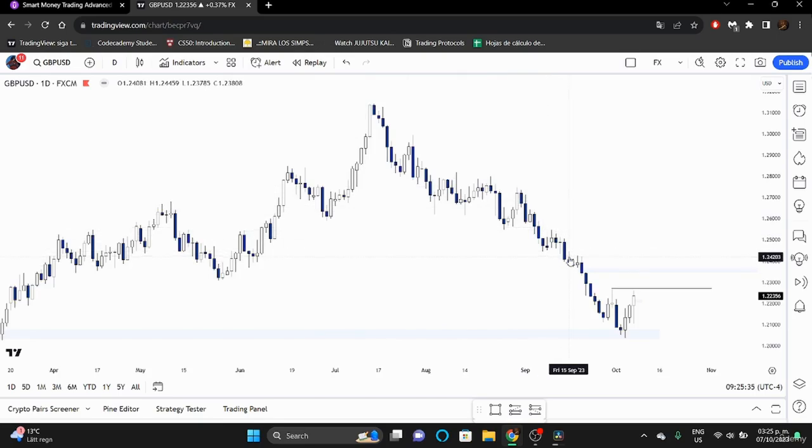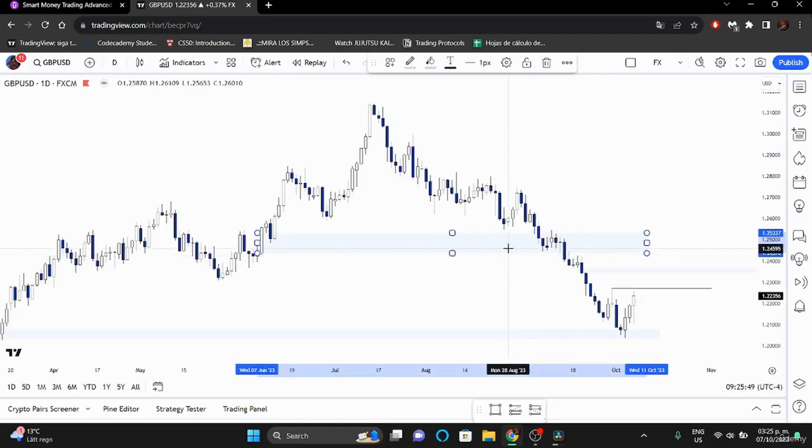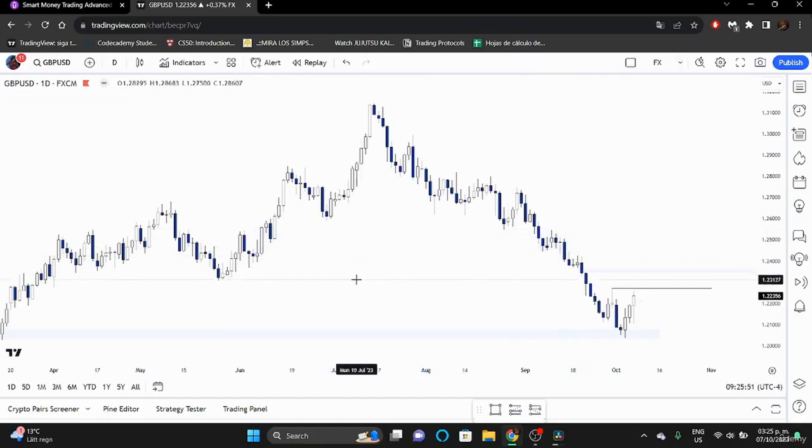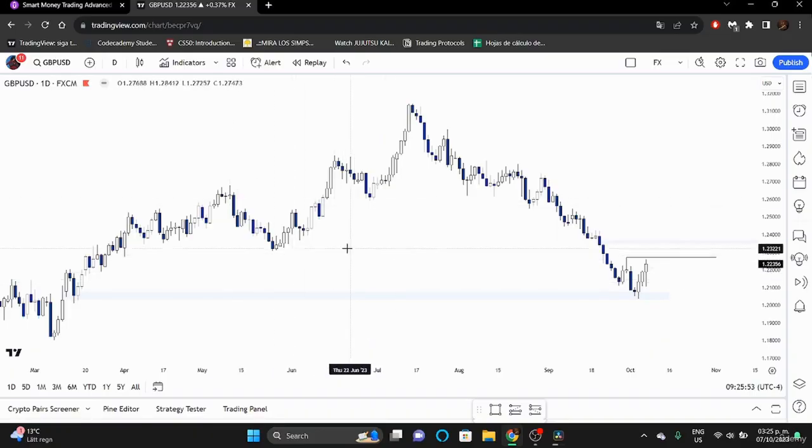There's no fair value gaps here. What are we looking at then? This fair value gap. This is a fair value gap. Once there's no fair value gaps, we can look into this. Okay? And it goes lower.